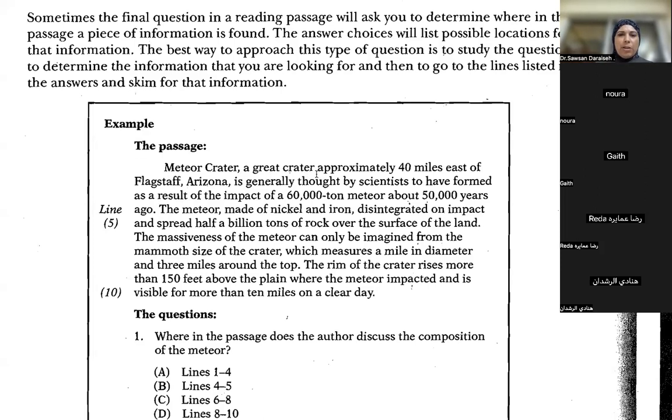A great crater. Approximately 40 miles east of Flagstaff, Arizona. Where is this crater? Where is this meteor crater?